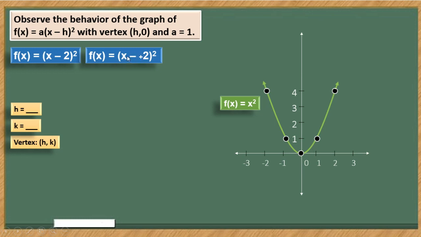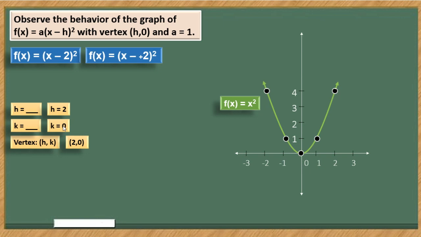Now, what's the value of h? Okay, so h is equal to positive 2. How about the value of k? Again, k is 0. And the vertex of this quadratic function is at what point?